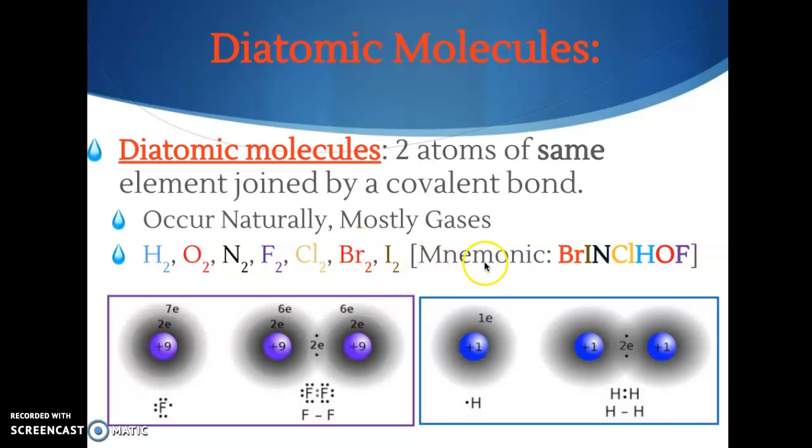We use a mnemonic device to help remember them, just call them Brinkelhoffs. So the Brinkelhoffs are our diatomic molecules. I would highlight these on your periodic table so you know where they're at, okay? Because this concept of diatomic molecules shows up quite a bit. And again, they exist as a pair because they're just more stable that way. It allows them to get to an octet and be stable.